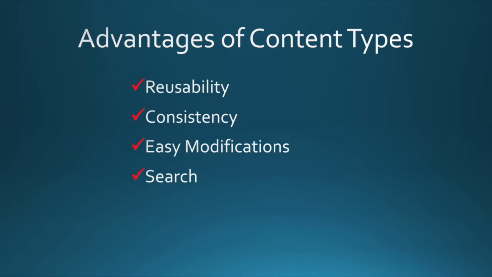Search is another feature that can use content types. We're not going to go into how you create custom search criteria in SharePoint in this episode. However, you can specify that search looks in specific content types for information that searchers are looking for, and that can be a powerful feature as well.